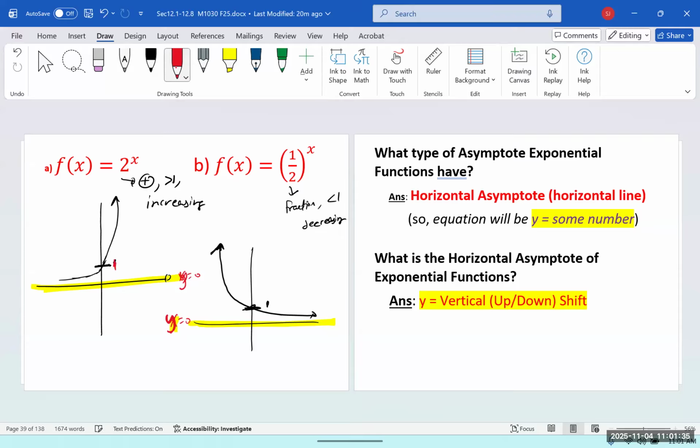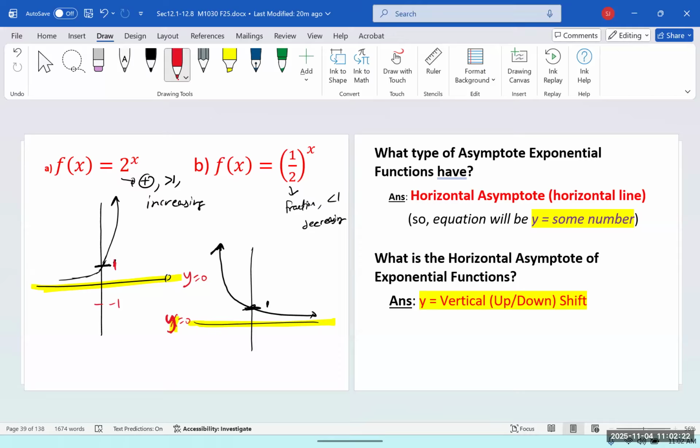So y is positive here, y is negative here. So y has to be 0 in the middle. So every exponential function has a horizontal asymptote y equals some number. If you don't have any transformation, it's y equals 0. But if you do have some type of transformation, then how do you get the asymptote? It's y equals your up-down shifting, the vertical shifting. Whatever direction you're moving, upward or downward, that's your asymptote.